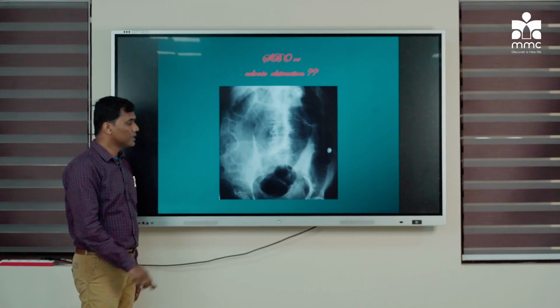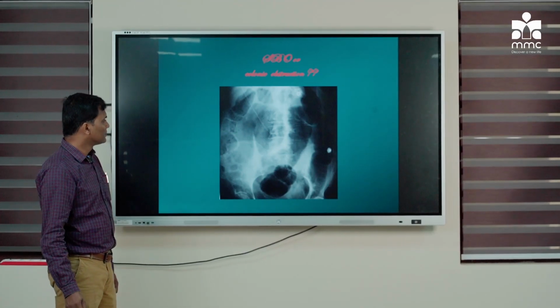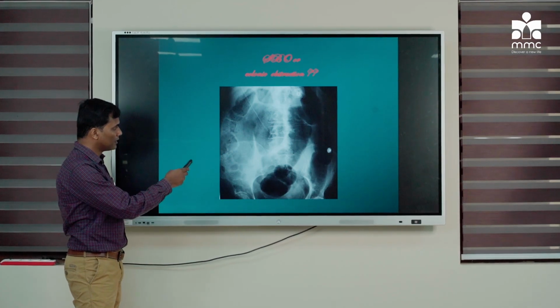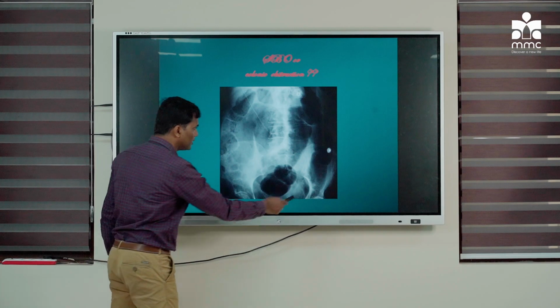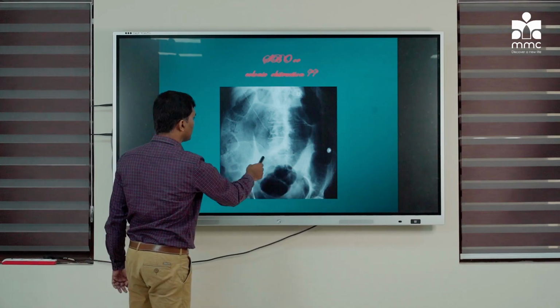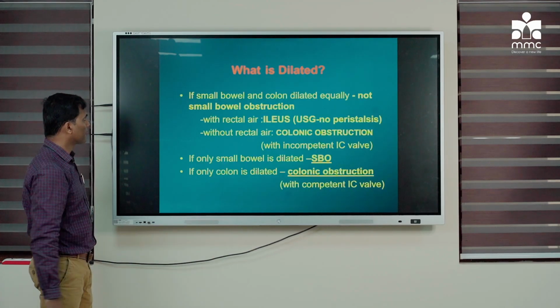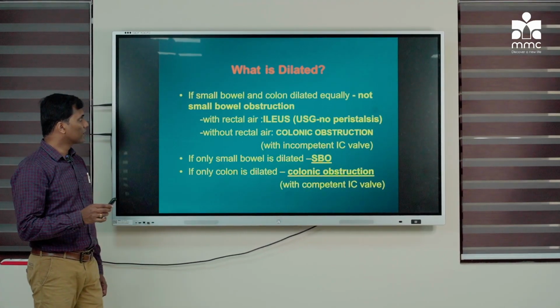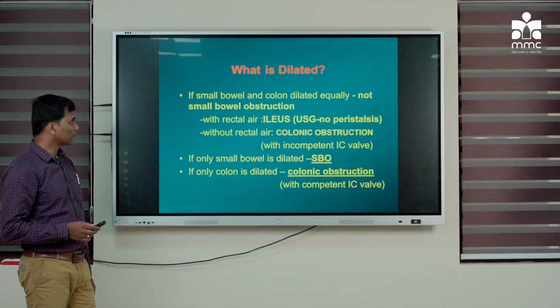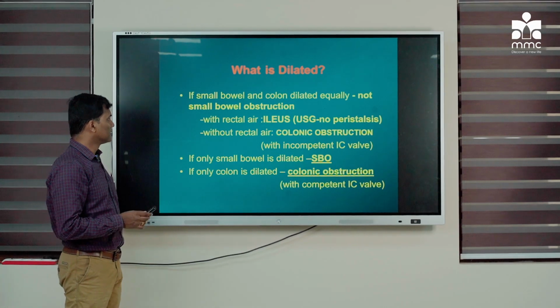So now, is this a small bowel obstruction or a large bowel obstruction? You can see the dilated bowel loops both at the center and also at the periphery. These are colonic loops, these are small bowel loops. So this is the colonic obstruction. So we need to know what is dilated. If small bowel and the colon both are dilated, then it is not small bowel obstruction.